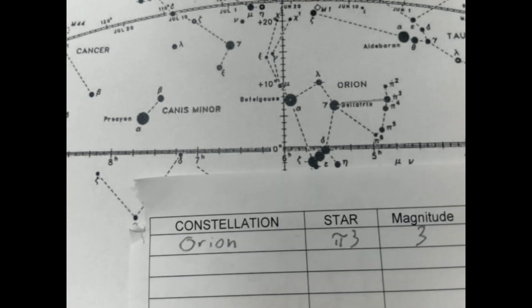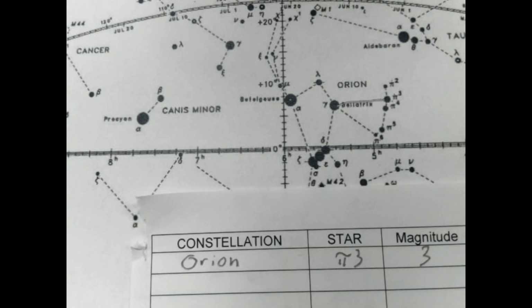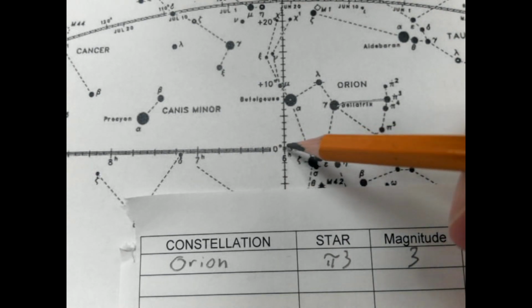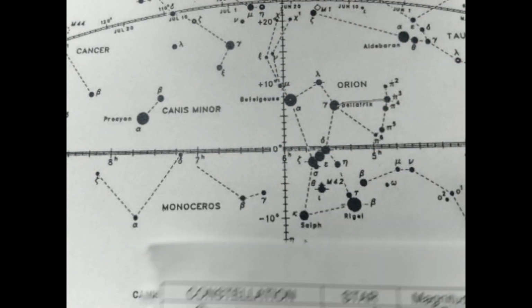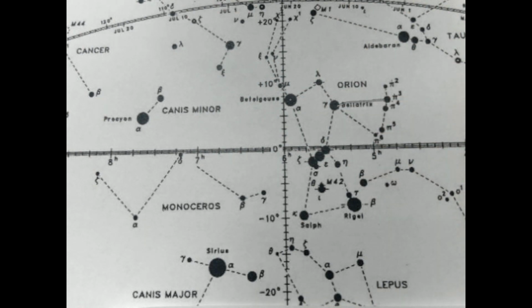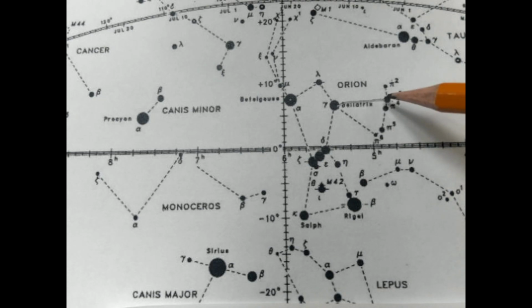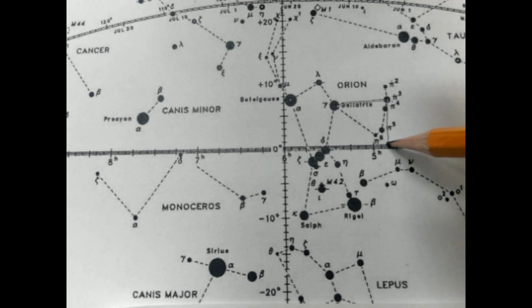For right ascension, you'll notice that the hours of right ascension go in reverse order from what we usually write: 4 hours, 5 hours, 6 hours, 7 hours. So Orion's going to be totally between 4 hours and just after 6 hours. So if I draw a line down from pi 3, it's a line about there.